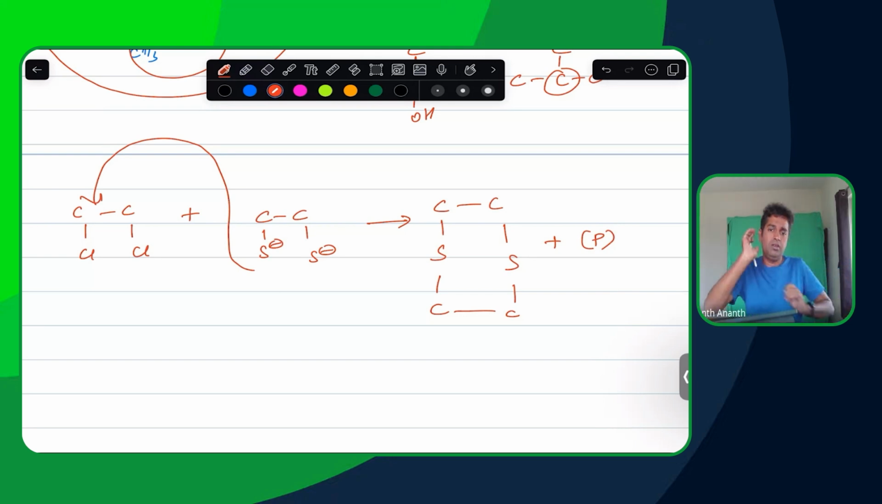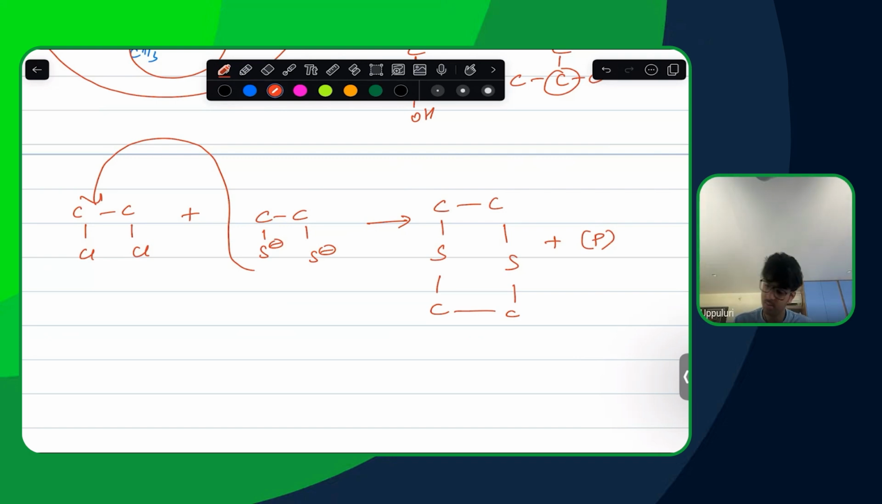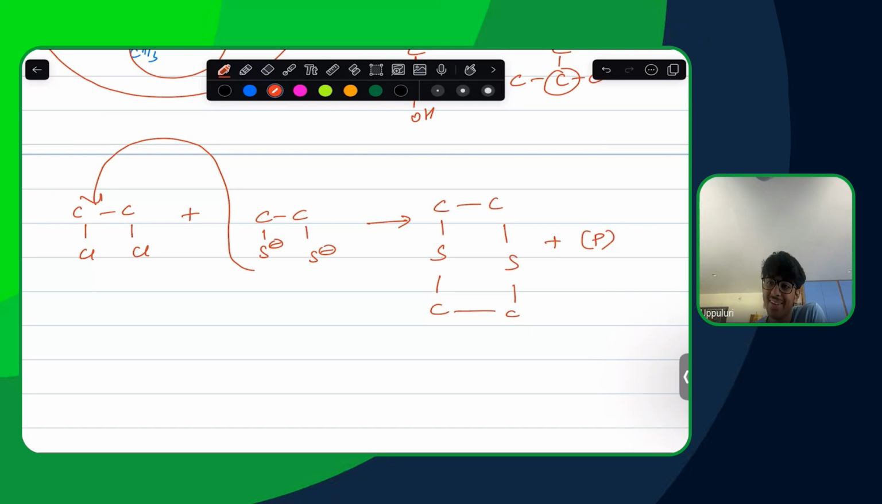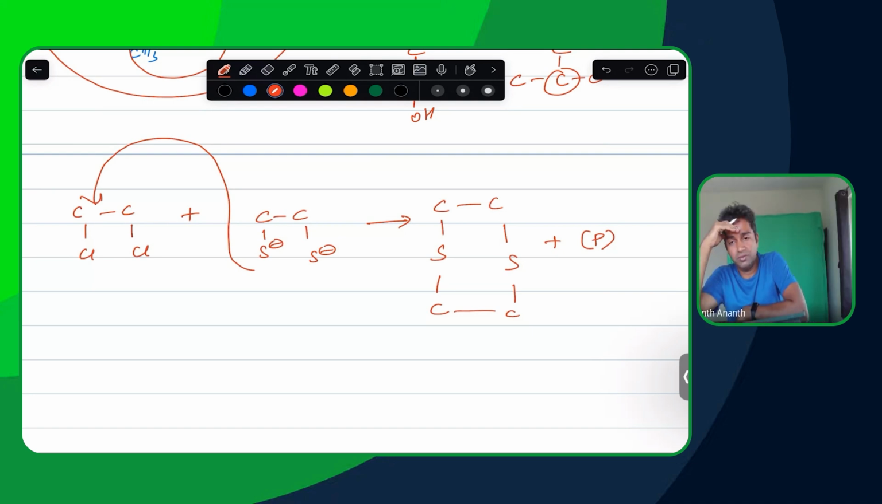Trichloroethane, how can that come? A is the correct product, I think, right? A is the correct product. What is the answer given? One second. A is the answer given.